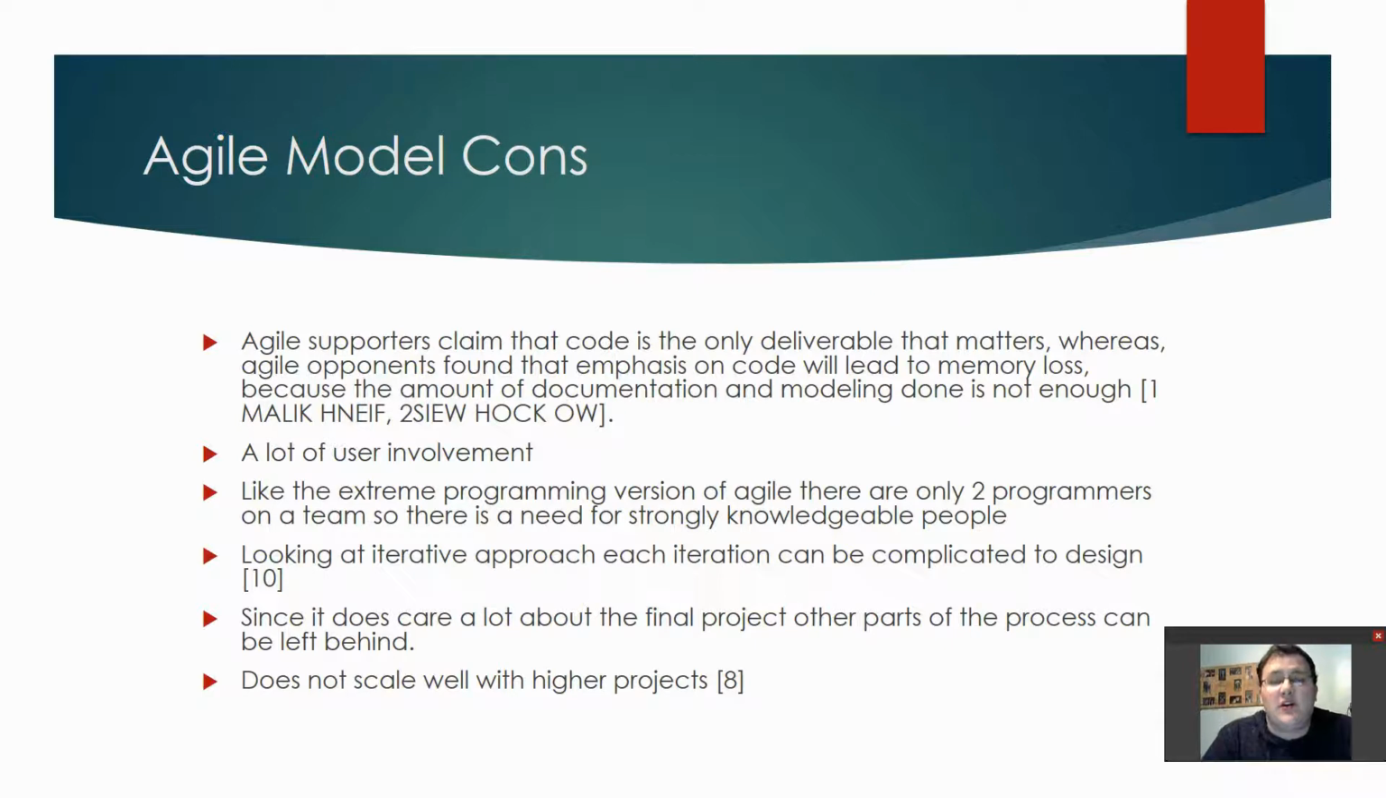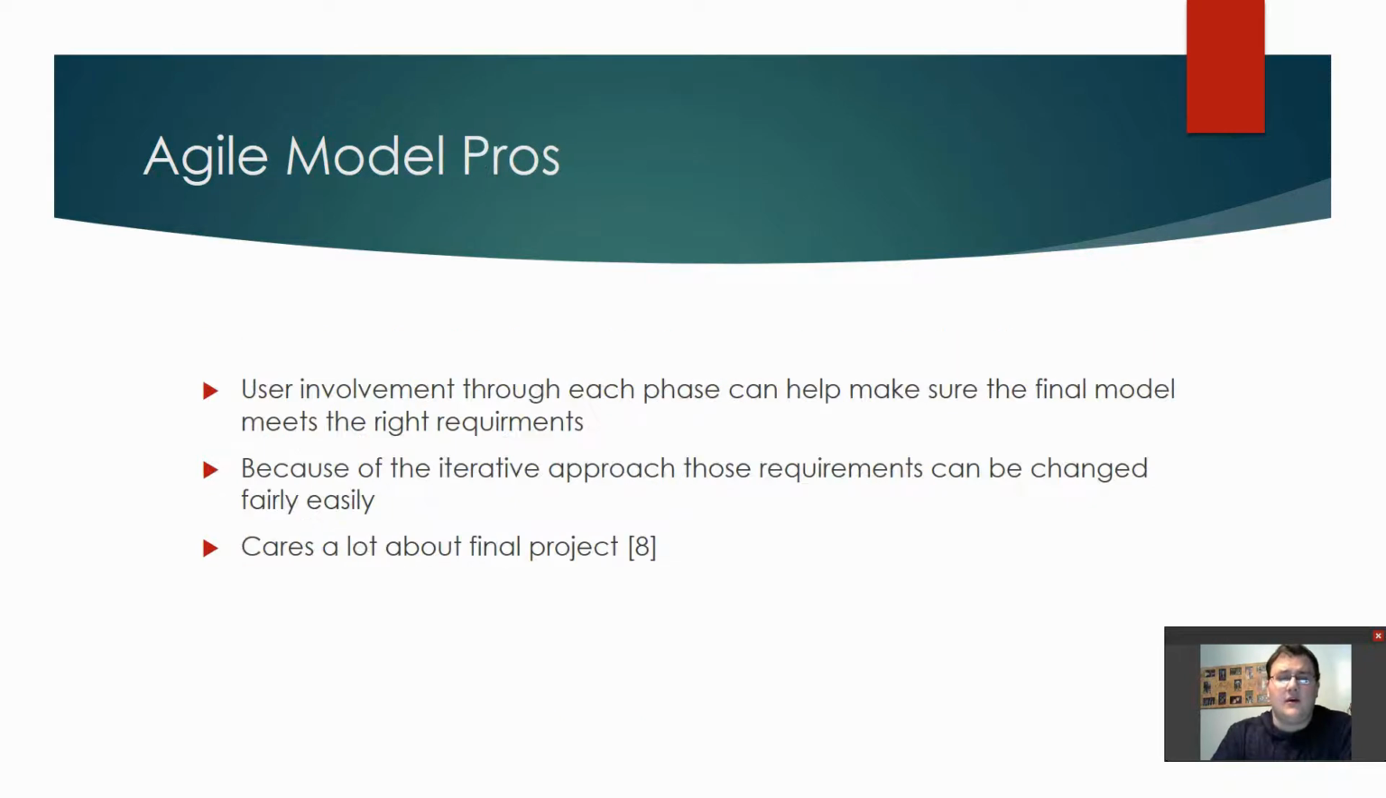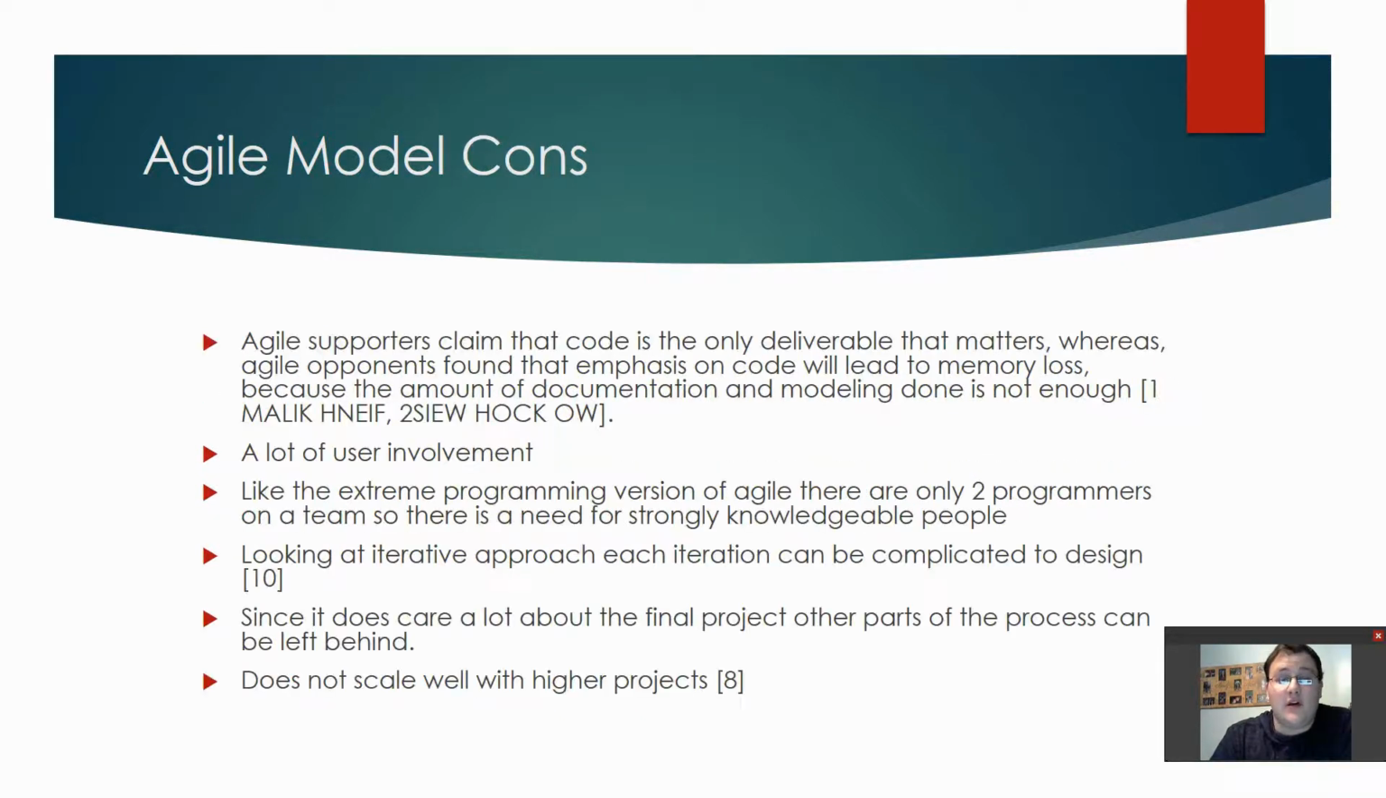Agile supporters claim that code is the only deliverable that matters, whereas Agile opponents found that emphasis on code will lead to memory loss because the amount of documentation and modeling done is not enough. Like I said, one of the pros is that it cares a lot about the final project, a little bit more than other stuff. There's a lot of user involvement. Like the extreme programming version of Agile, there are only 2 programmers on a team, so there is a need for strong, knowledgeable people, kind of like the RAD.